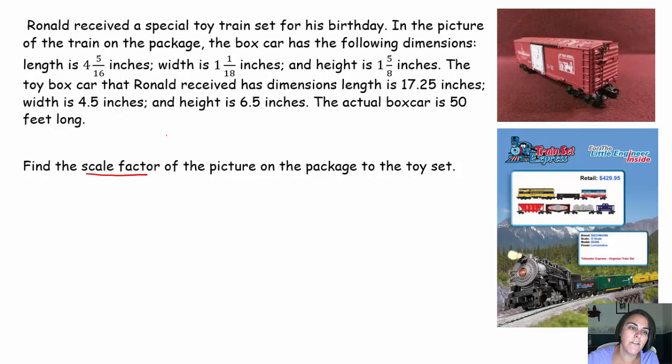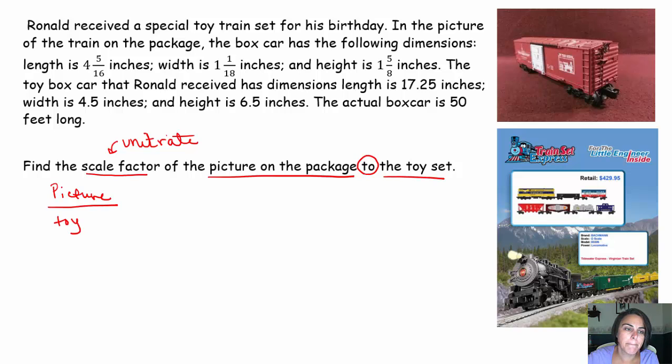First of all, we're looking for scale factor, which means we're just looking for a unit rate. And we're looking for the picture on the package to the toy set. So we want to do picture to the toy set. So I'm going to just use the length of the picture on the package and the length of the boxcar in the toy set. You could choose to use width and height. It doesn't matter, but if you're using length for the picture, you're using length for the toy set, and so on.